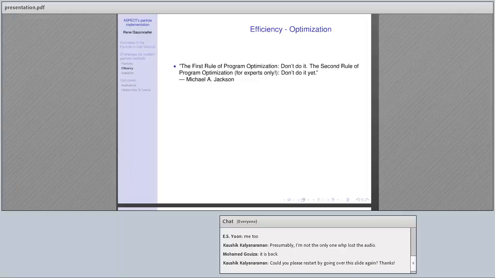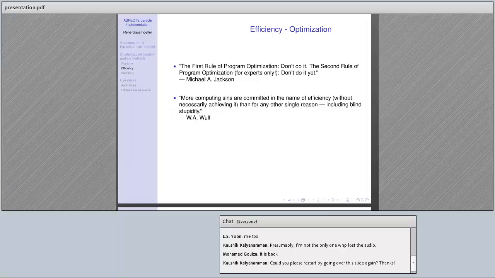Talking about efficiency of implementations is not very simple and could fill a whole talk on its own. There are some famous quotes about the optimization of computer programs. Let's start with one by Michael Jackson. The first rule of program optimization: don't do it. The second rule of program optimization, for experts only: don't do it yet. That's not very helpful if you know that you have to do program optimization, but it should make you careful about what you want to optimize.